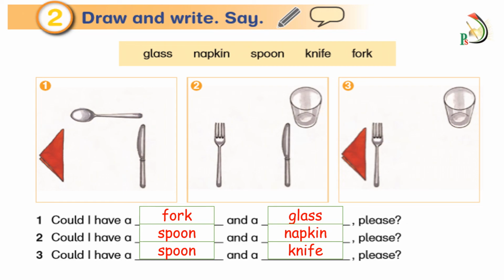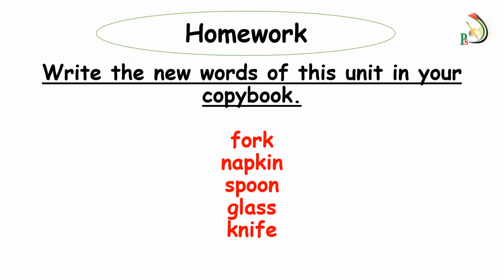Great job. This is your homework for tomorrow. Write the new words of this unit in your copybook. These words are fork, napkin, spoon, glass, and knife.